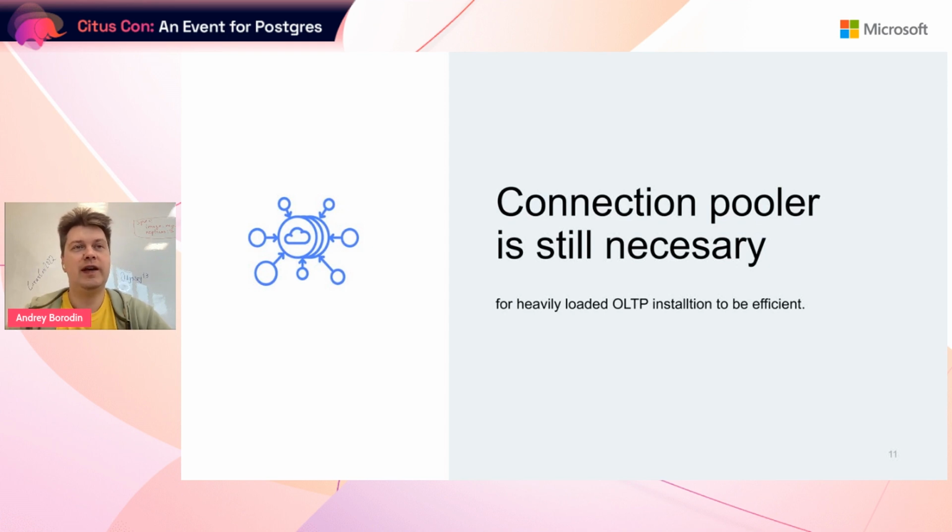So, to date, using a connection pooler in an OLTP-oriented workload is a necessity. You just can't avoid it if you want to get as much efficiency as possible from your hardware. That's why I'm working on Odyssey.